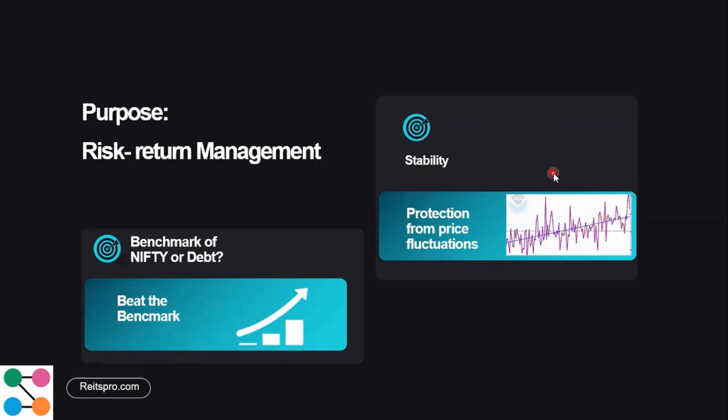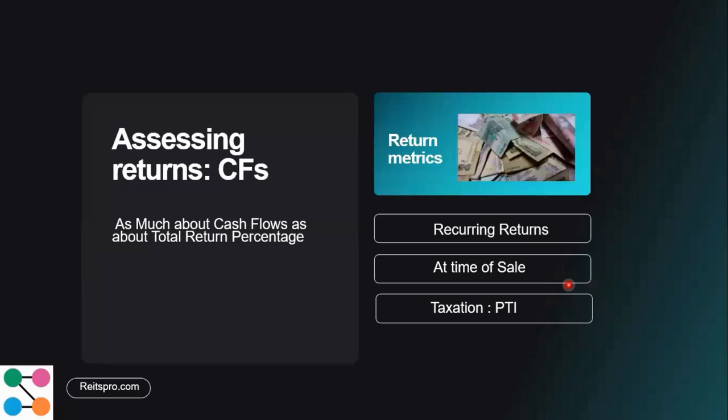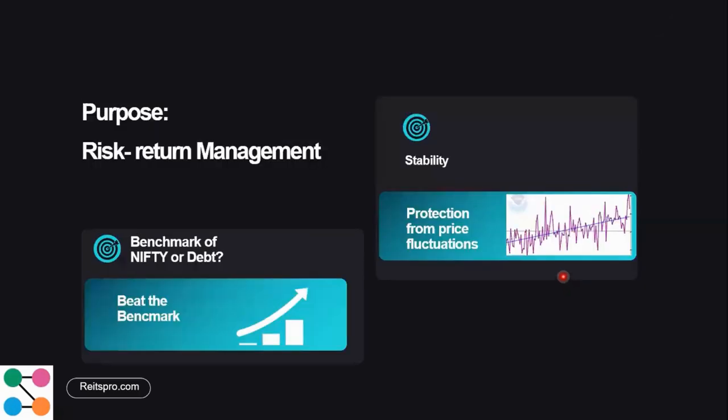So the stable, predictable cash flows are there, and a relatively stabler unit price is there in case of both REITs and InvITs. And mind you, that does not mean that the price doesn't go up and down. It does. That's why it's a quasi-equity product.